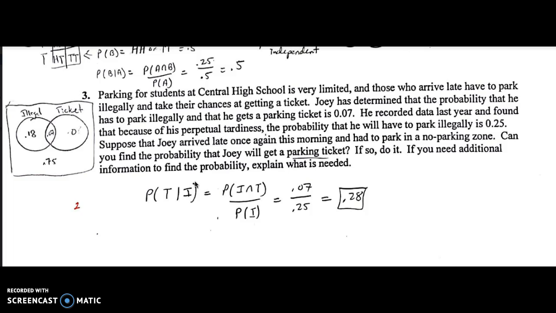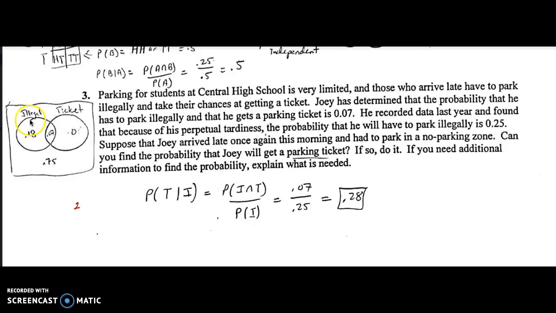Suppose that Joey arrived late once again this morning and had to park in a no parking zone. Can you find the probability that Joey will get a parking ticket? If so, do it. If you need additional information to find the probability, explain what is needed. So I set up a Venn diagram again for this problem.